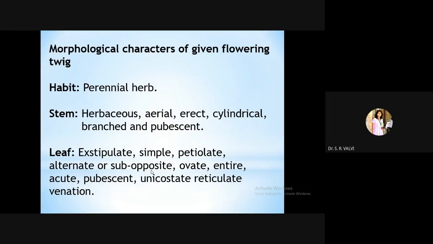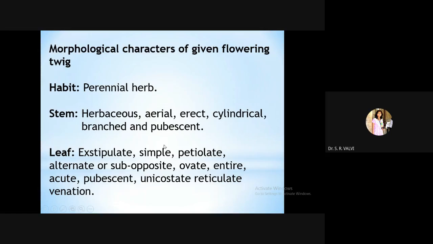The ovate structure is present in the case of the leaf. Now entire means what? Right from the base to the apex it's present, so the term is entire. Now acute is the term for the apex of that particular leaf. Acute, okay, pointed. It is the pointed end of that particular leaf, hence the term acute.